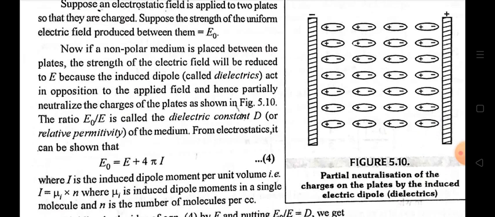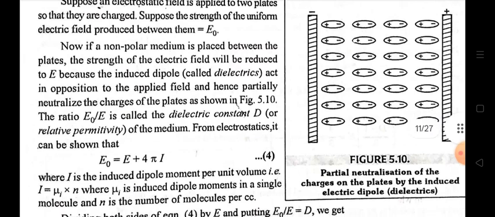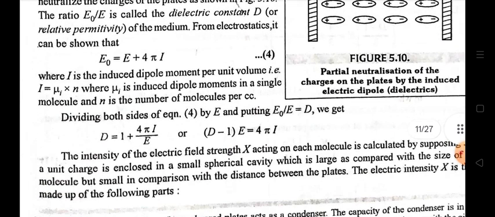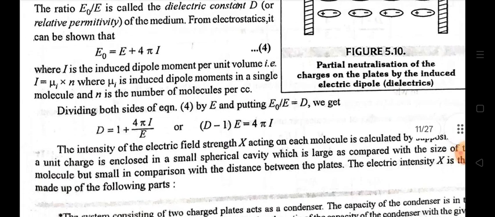Now, from electrostatics, it can be shown that E naught = E + 4 pi I, where I is the induced dipole moment per unit volume, that is, I = mu I × n, where mu I is the induced dipole moment in a single molecule and n is the number of molecules per cc. Dividing both sides of equation 4 by E and putting E naught by E = D, we get D = 1 + 4 pi I divided by E, or (D − 1) × E = 4 pi I, equation 5.